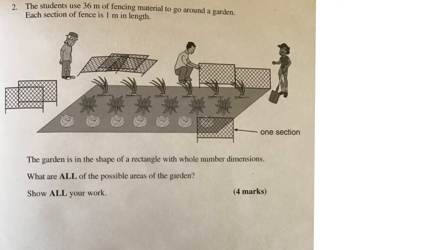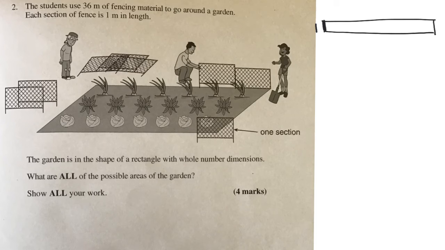So, if they're saying there's 36 meters of fencing that go around, is that area or perimeter? That is perimeter. So, we now need to figure out what are all the different rectangles that could have a perimeter of 36. So, if we had it only going up 1 meter, how far across could the garden go? This would be our longest one.